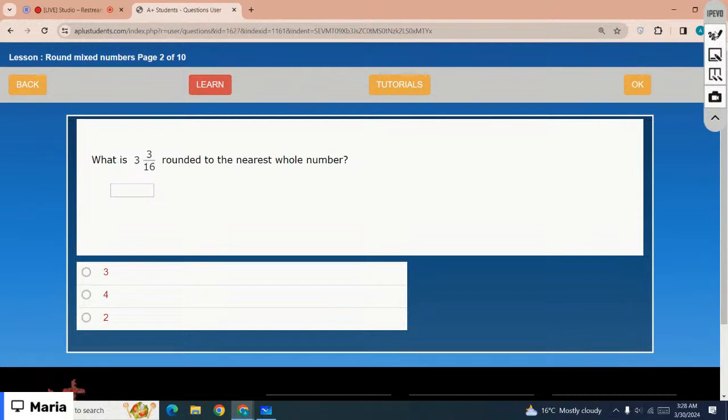So what is 3 whole 3 by 6 rounded to the nearest whole number? The correct option is option number 1, right? That's the one we did in the tutorial. The correct option is 3. Option number 1 is the correct option.